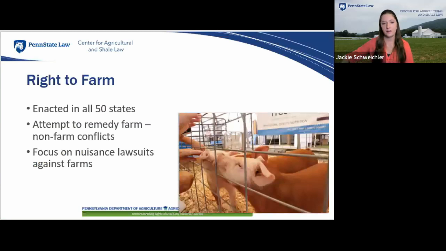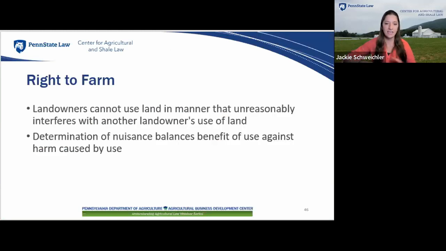Now, right to farm statutes have been enacted in all 50 states. Their focus, again, is on limiting nuisance lawsuits against farms. And the point is to stop these conflicts. Let's all move on. So the key here is that right to farm is trying to avoid unreasonably interfering with your neighbor's property. So we have to weigh the benefits of the activity against any harm caused by the activity.